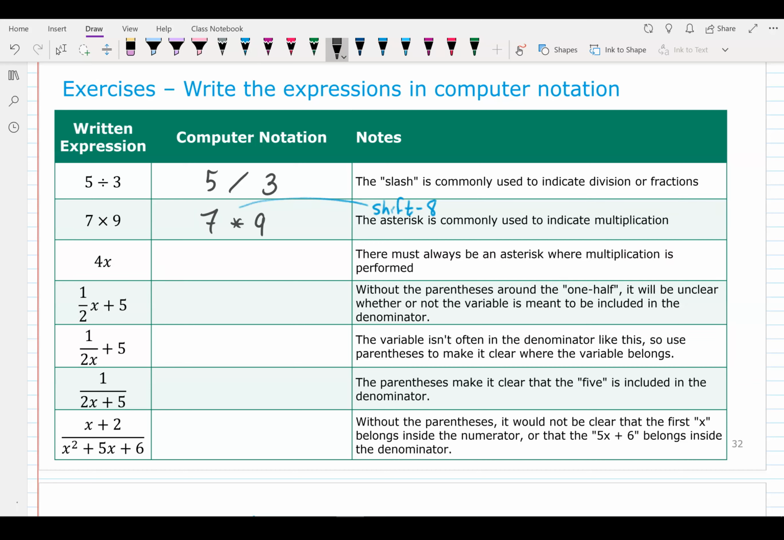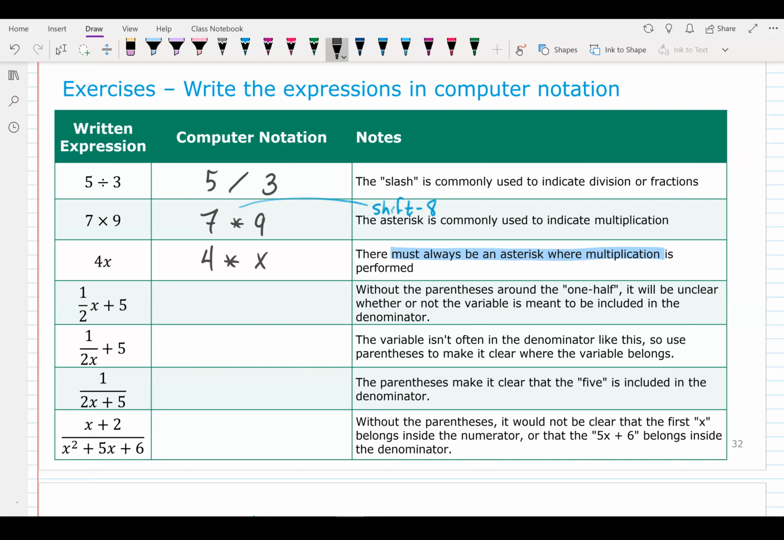So it's a computer command, it's a keyboard command. 4x, well, you need to force the computer to know that you're multiplying. You can't just write 4x, okay? It doesn't work like that. You need to force the computer to understand that it is definitely a multiply. So it's going to be 4 asterisk x. So there must always be an asterisk where multiplication is performed.